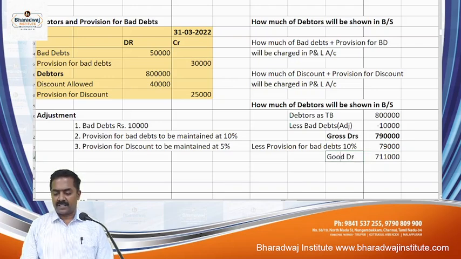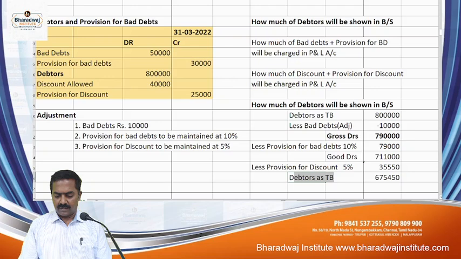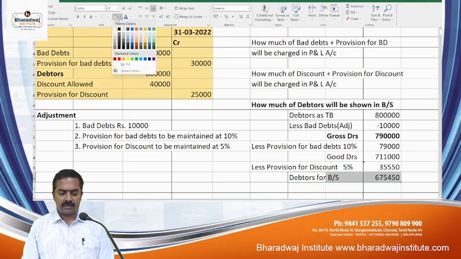After eliminating bad customers, we get which customers? Good customers. Now we have to eliminate provision for discount. How much percentage? 5% on good customers only. So this into 5%. So this debtors will be shown in the balance sheet. So this is the debtors for balance sheet purpose. Once again I repeat, pay attention.